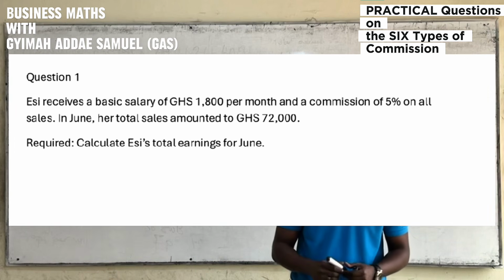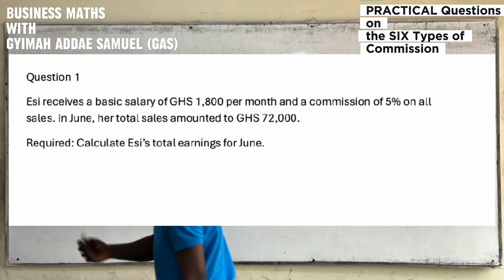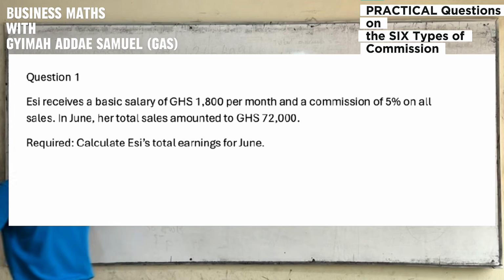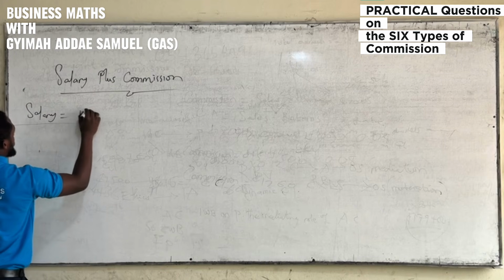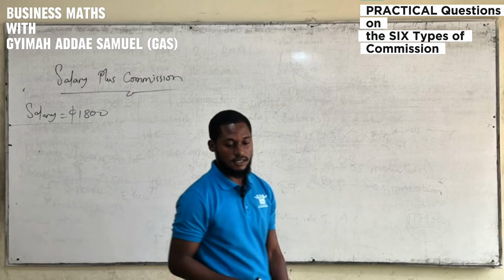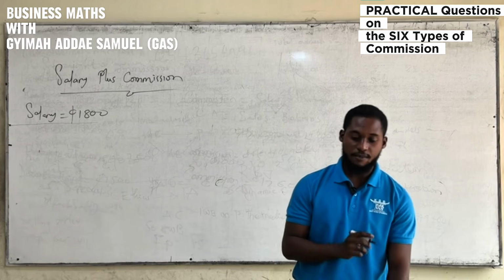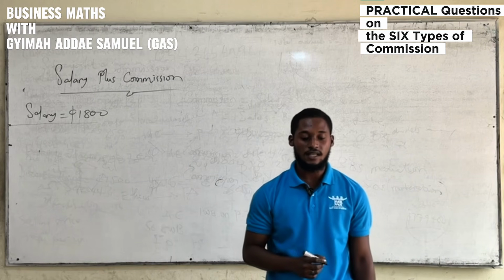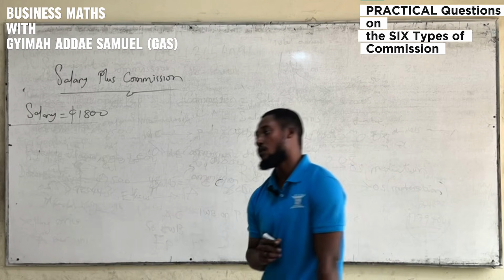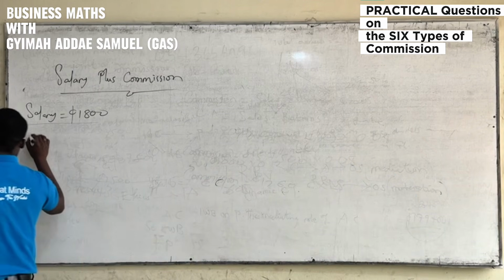So, as usual, we break the question down and we list down our apparatus. The basic salary given in the question is 1,800 Ghana cedis per month, and a commission of 5% on all sales. So the rate here is 5%.